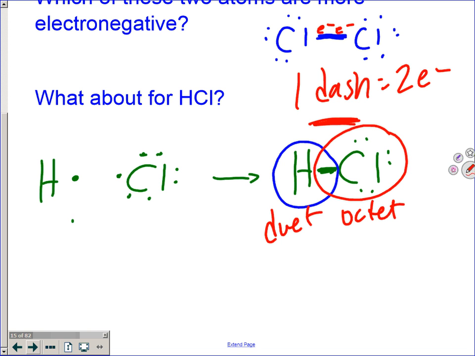So are they stable? Yes. And that's the goal. We always want to make sure that they're both stable. It's like a good relationship, right? You don't want somebody sucking the energy out of you. You need a stable relationship.